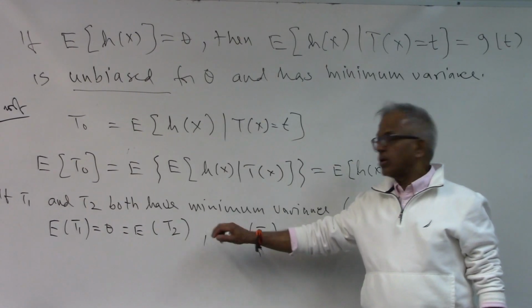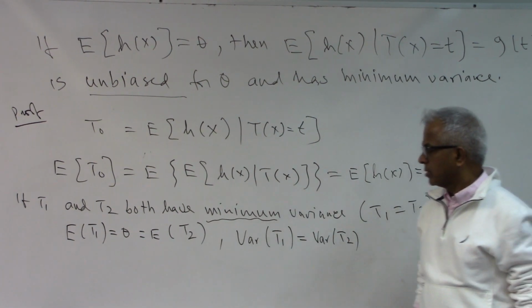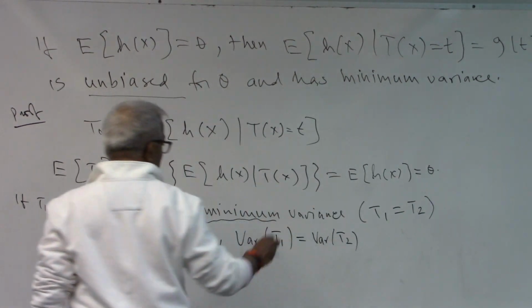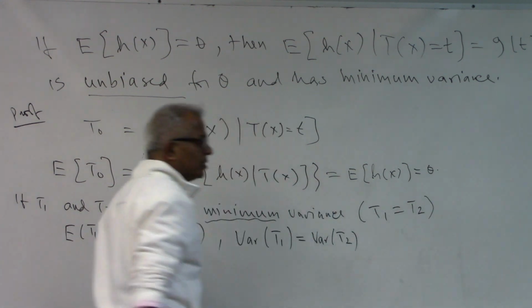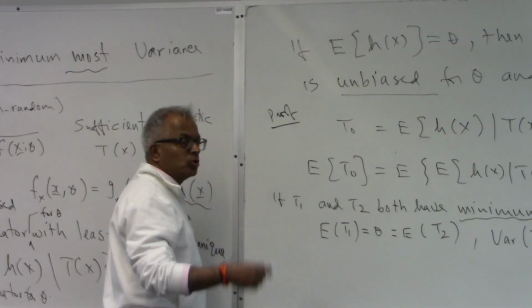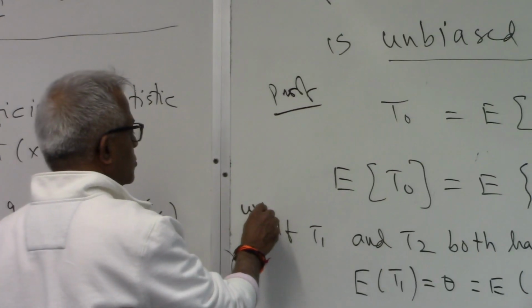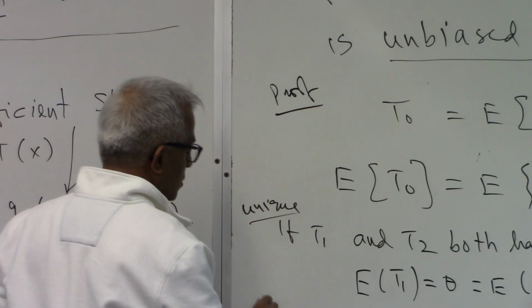And both their variance is the minimum, okay? Then this is what I am going to show. I am going to show that T1, the estimator with the minimum variance, is unique first. So first let me show the uniqueness part.